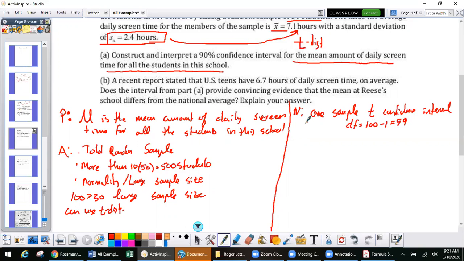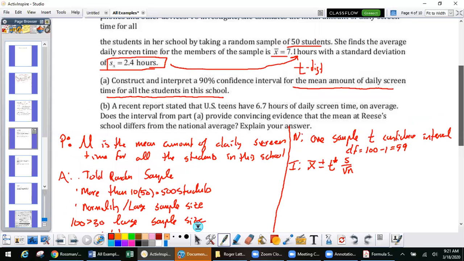All right, so let's go ahead and get our interval. It's going to look like this. x bar, my sample mean, that's my point estimate, plus or minus t star, that's my critical value, s over the square root of n. I want this to be sigma, but I don't know the standard deviation of the population. So I replace it with s, and when I replace sigma with s, that's where the t distribution comes in. Well, now this is all pretty easy. 7.1 is my x bar, that's my point estimate.